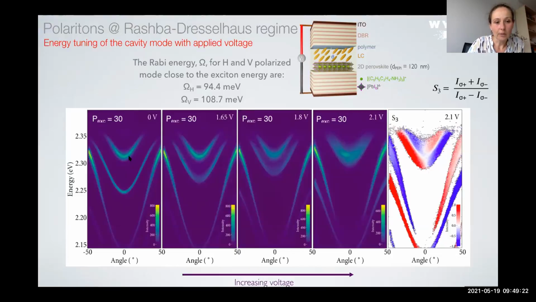So we rotate the molecules, and when we approach this resonance, maybe it is not perfectly visible here because the resonance gets broader, but it is nicely visible when we plot the S3 component, so the degree of circular polarization. What we observed is that we really have two nicely split modes.